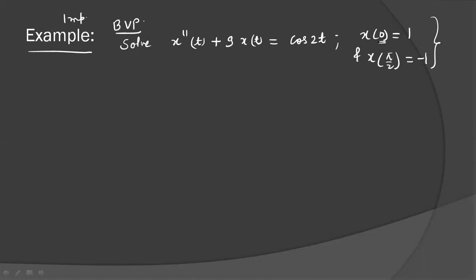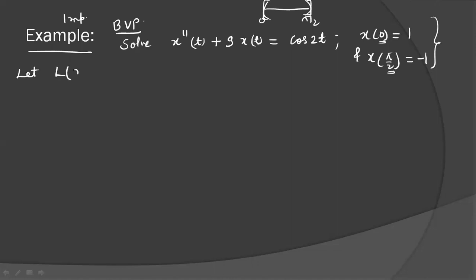So you can see that the values are given at two different points. It means the boundary interval of this problem is 0 to pi by 2. It means 0 and pi by 2 are the boundaries here. So it is a boundary value problem. So let's see the solution.